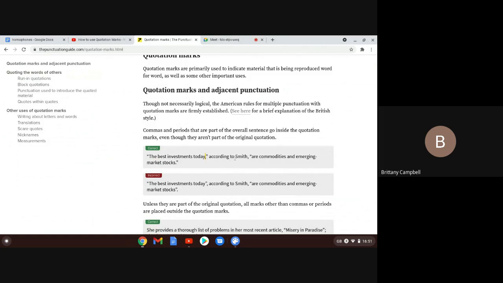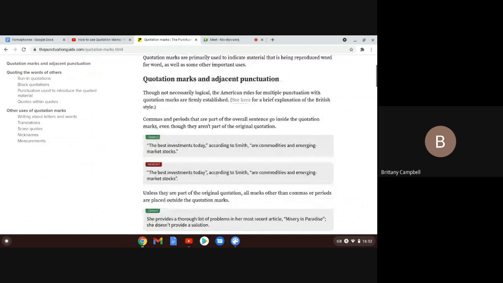According to Smith, are commodities and emerging market stocks. So the use of the quotation marks here shows what has been said directly by the speaker. Yes? So according to who? To Smith. Right. And then whatever has been said, we use the quotation marks to highlight this. Any questions about that? Any concerns? No? Yes? All right. Beautiful.